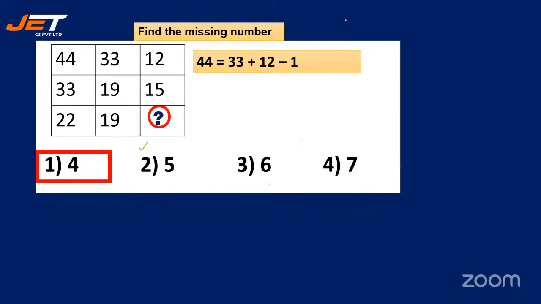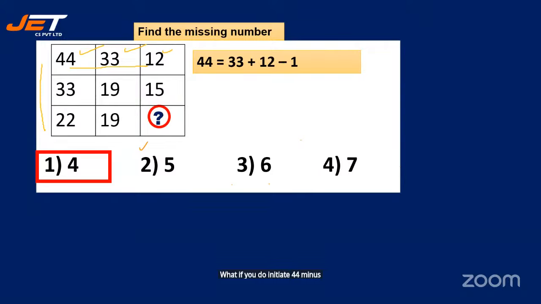44, you will get 33 plus 12. So we are moving column wise. See, this is, I'm sorry, row wise. This is column, this is row. All right. So 44 is equal to 33 plus 12, that is 45. What if you do? You will get 44 minus 1.